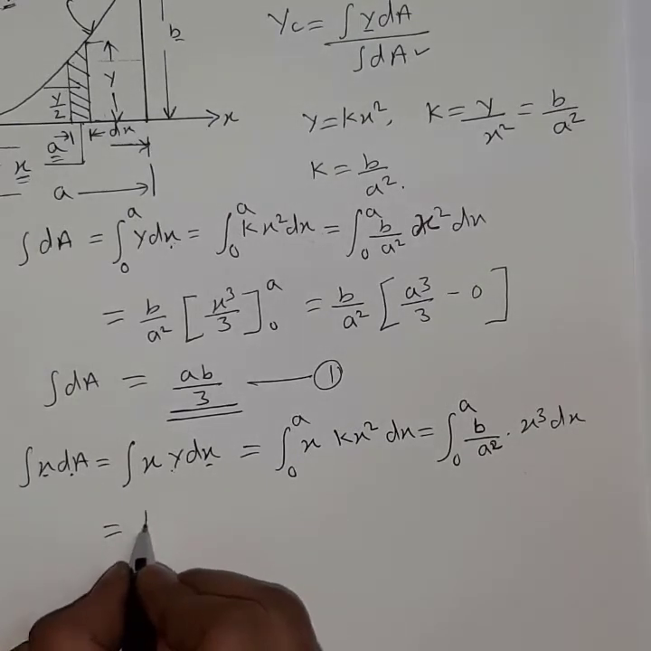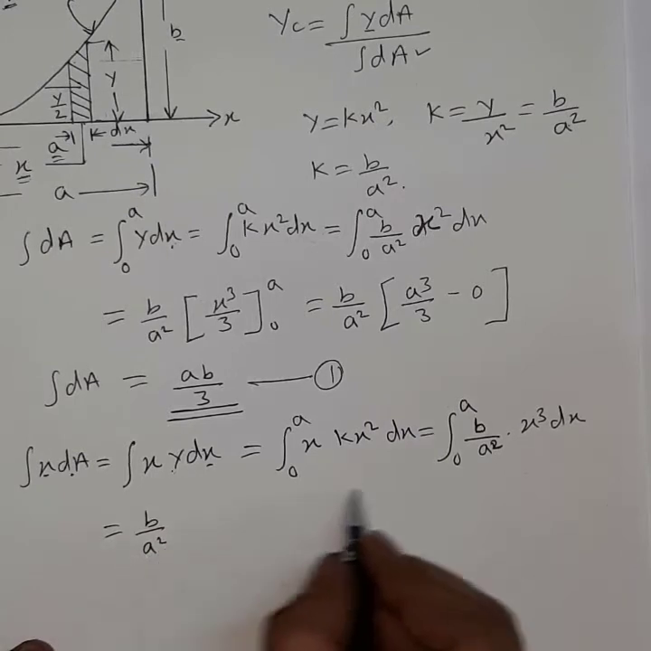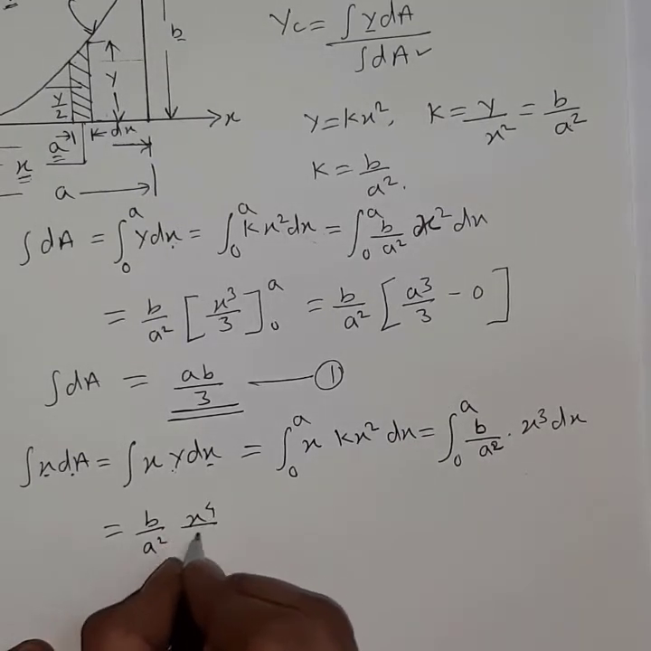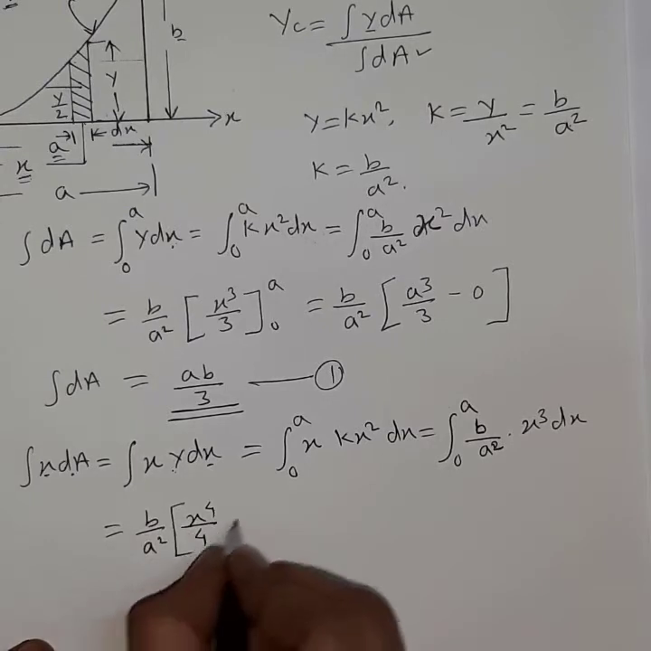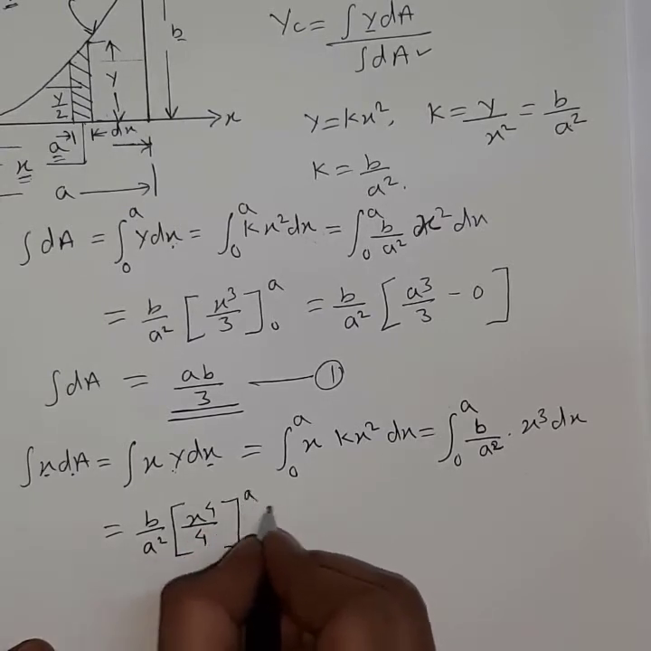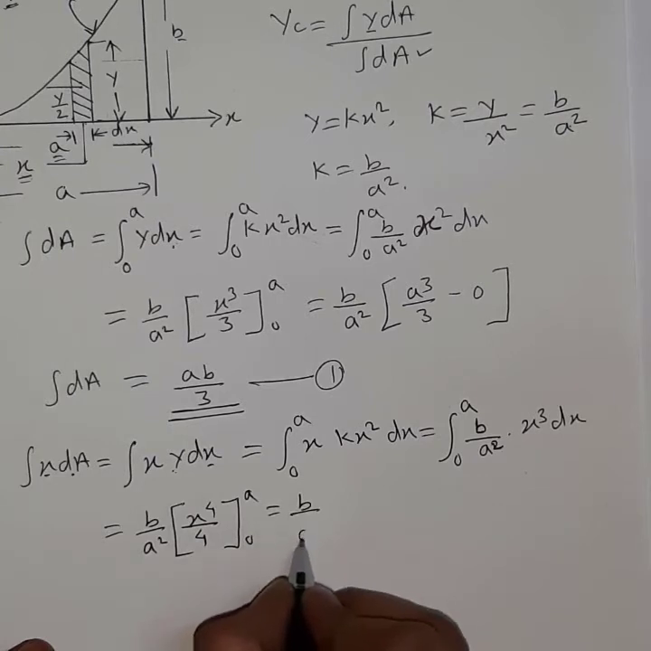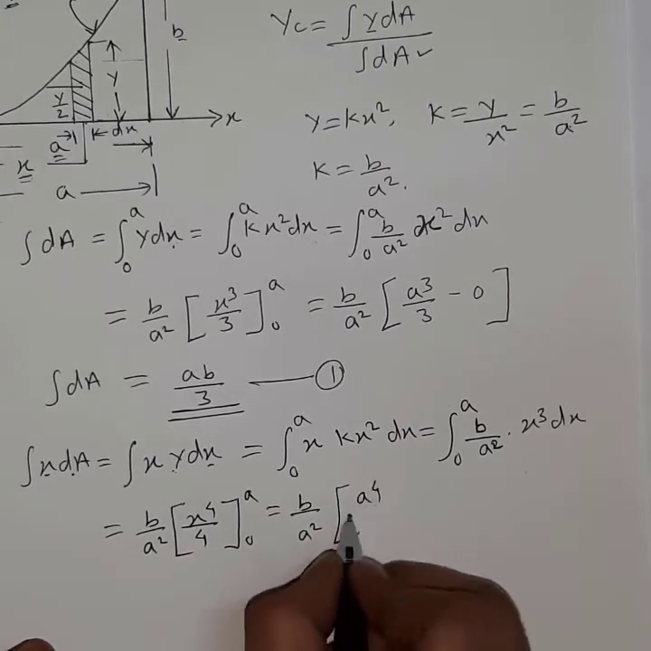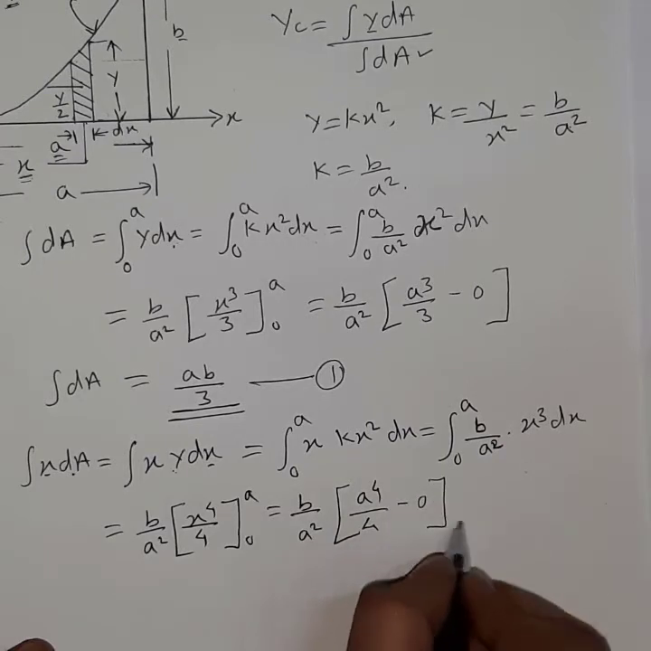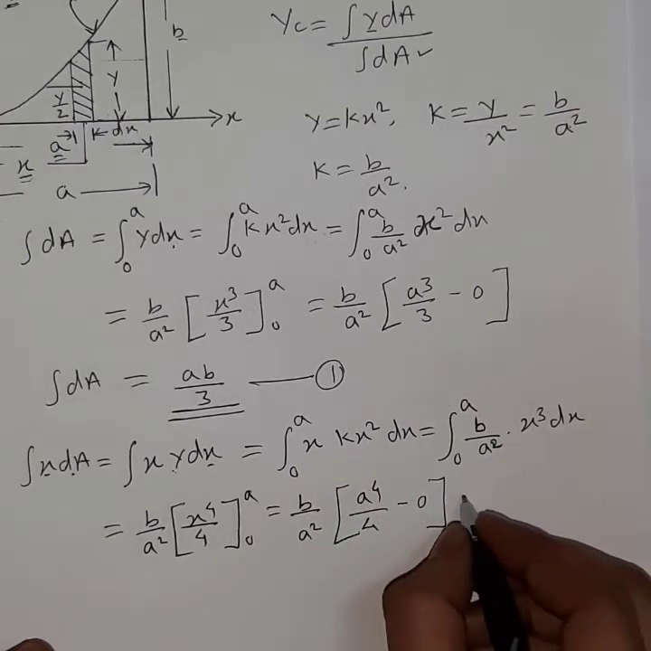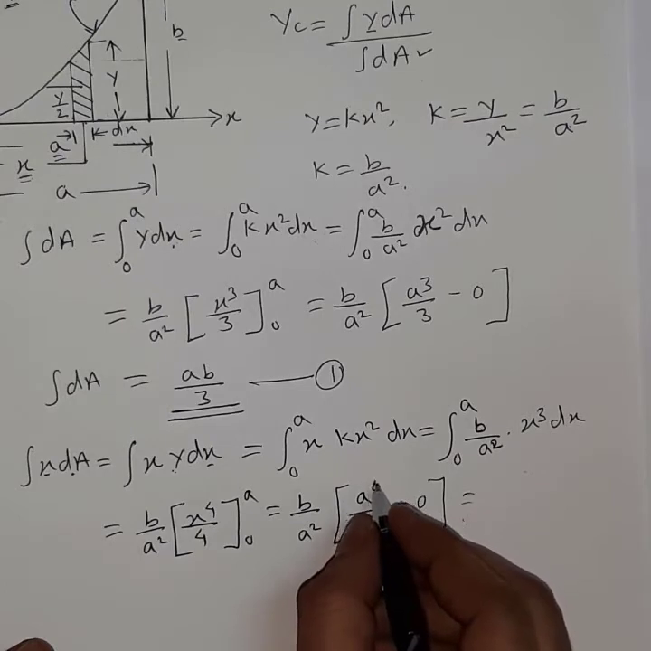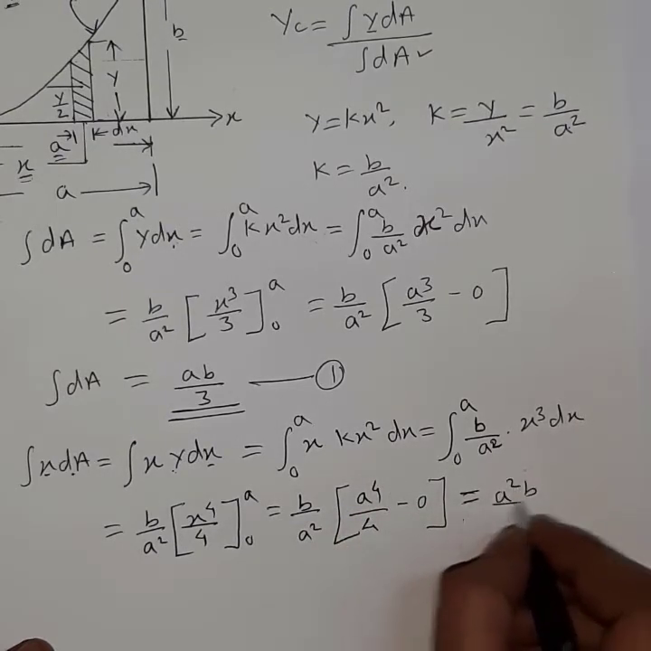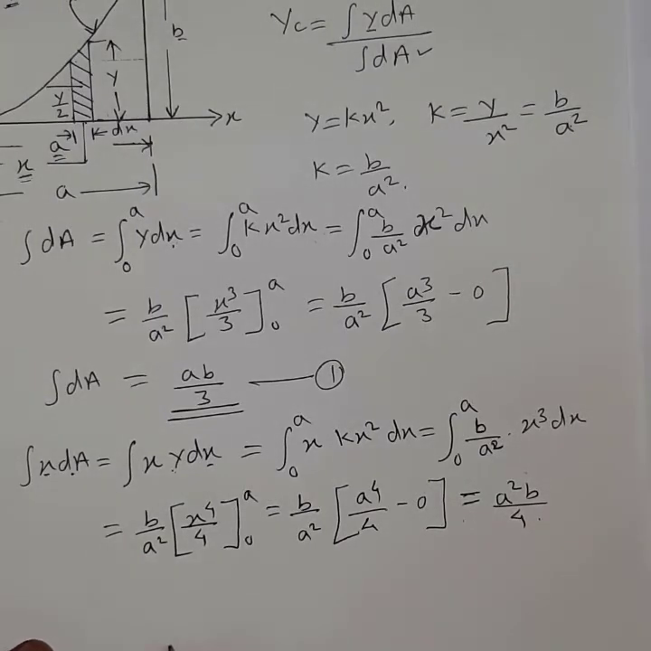So again solving this, that will be b divided by a square, integration of x cube is x to the power 4 divided by 4, again to the limit 0 to a. So that will be b divided by a square into a to the power 4 by 4, upper limit minus lower limit is 0. So again, a square will be there, and we get a square b by 4.